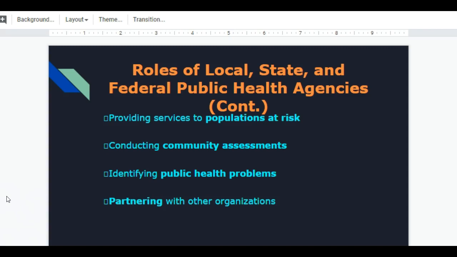Public health agencies need to identify public health problems for at-risk and high-risk populations. There are populations that suffer more often from certain disease processes, and public health nurses and professionals are responsible to identify those problems and work towards resolution and providing the best health care for all. Also, here's another concept: partnering and partnerships. Public health professionals need to partner with other organizations so we can provide the most care for the most people.